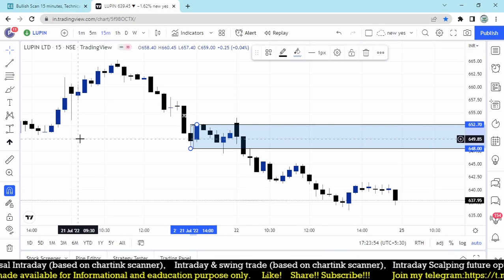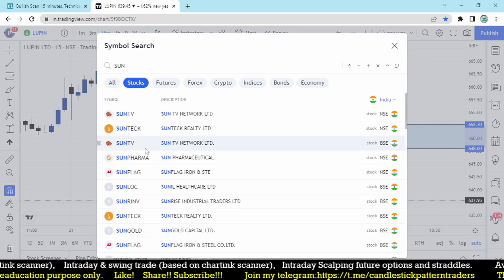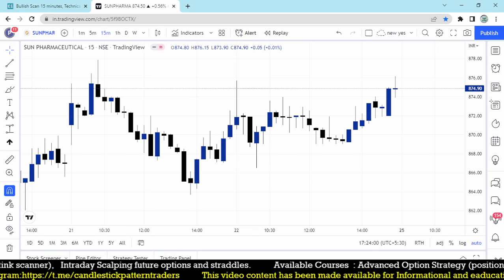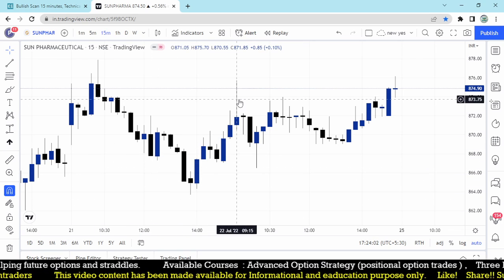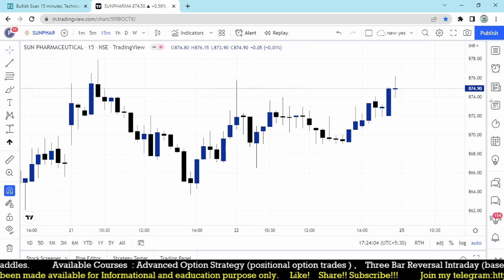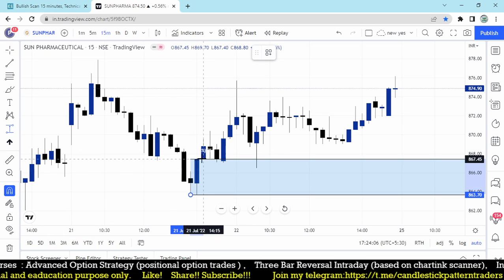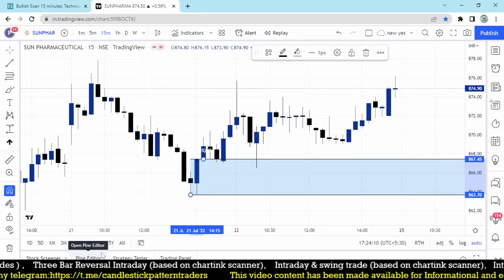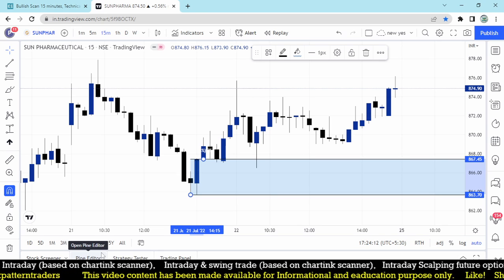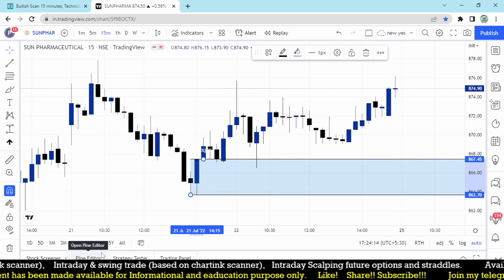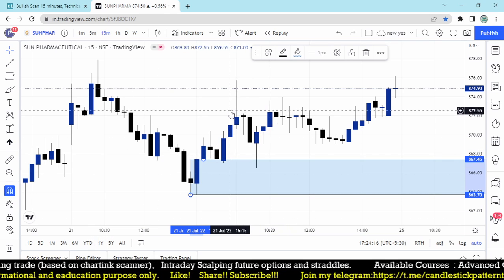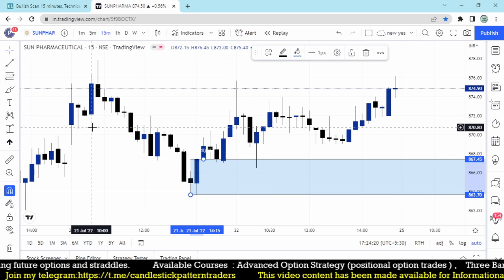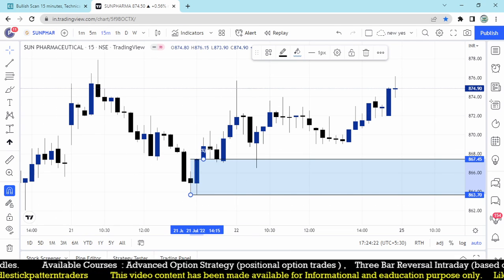And Sun Pharma, let me check Sun Pharma. Sun Pharma, the same 2 o'clock. This was a perfect trade where it moved very big. And what was the stop loss and target for the trade? So we took 867.45 and the stop loss 864, 3 rupees, and it went up to a maximum high of 872. Almost your 1:1 target got triggered on this particular stock.